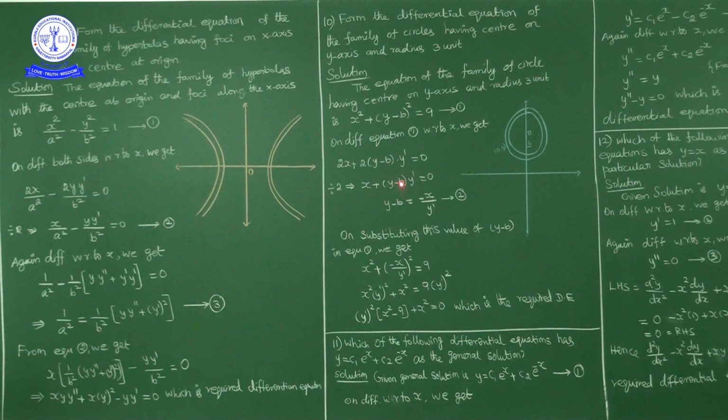x plus (y minus b) into y dash is equal to 0. From here, y minus b is equal to how much? Minus x upon y dash. Now in place of y minus b, I'll write this part, minus x upon y dash, in equation 1. Okay, so what do we get?